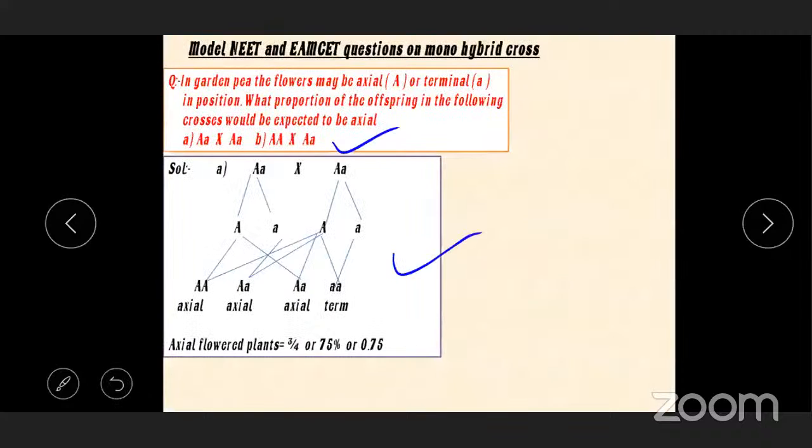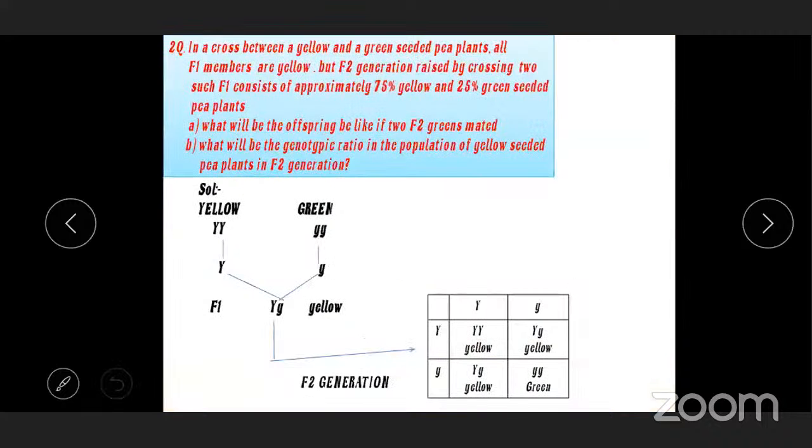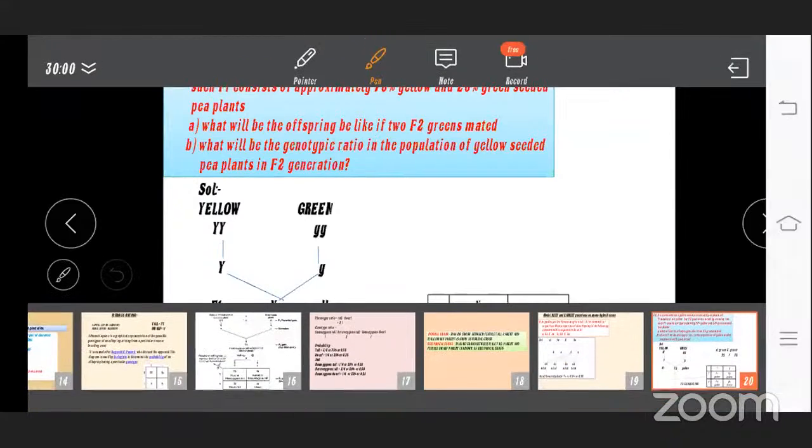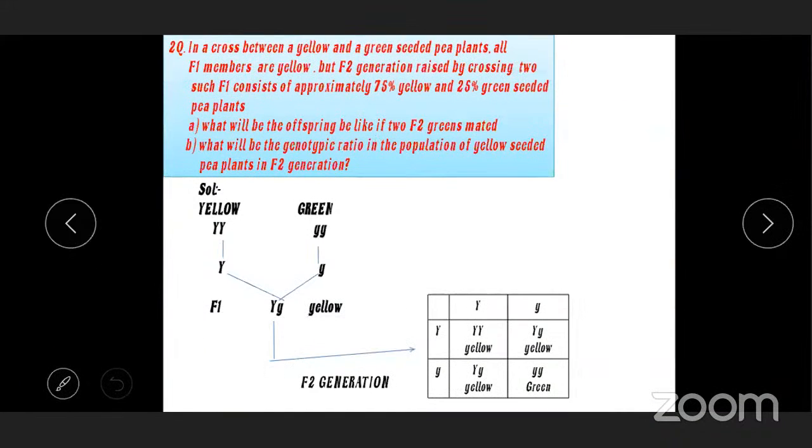Next, the second question. This is one type of question commonly asked for NEET and MCET. In a cross between yellow and green seeded pea plants, all F1 members are yellow. But the F2 generation, raised by crossing two such F1, consists of approximately 75% yellow and 25% green seeded pea plants. What will the offspring be like if two F2 greens are mated? What will be the genotypic ratio in the population of yellow seeded pea plants in the F2 generation?